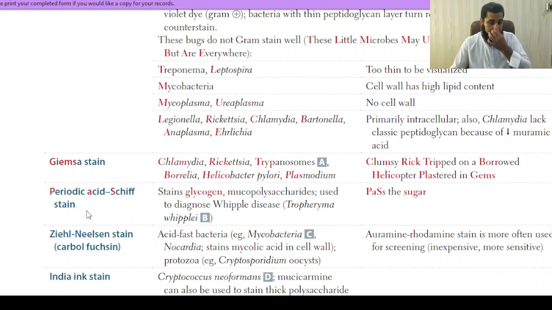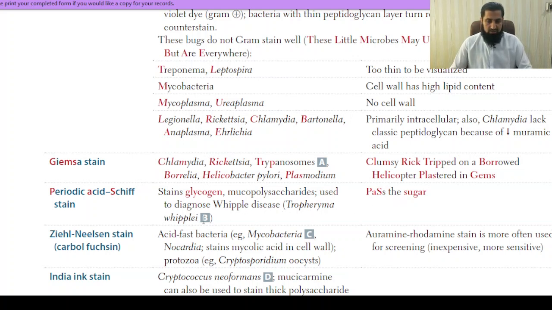Another technique is PAS stain, periodic acid-Schiff stain. This stains glycogen and mucopolysaccharide, and is used to diagnose Whipple disease, Tropheryma whipplei. How to remember? Periodic acid-Schiff stains these microbes: PAS, the sugar.